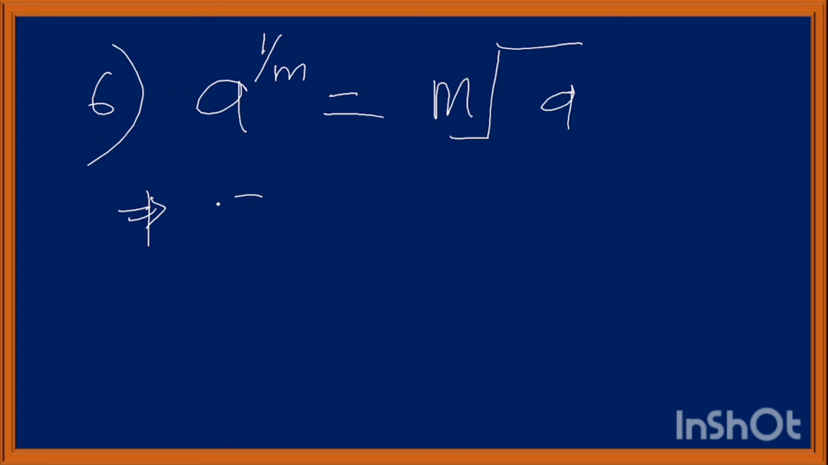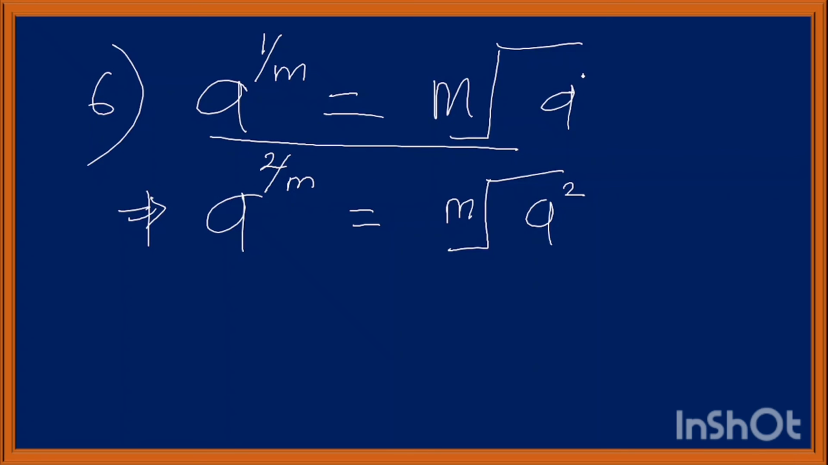This implies that if I say a to the power 2 divided by m, this is the same thing as saying the m-th root of a raised to the power 2. For this one, this is the m-th root of a to the power 1, and a to the power 1 is still a. So this is the power. The numerator of the exponent that is a quotient is the power. We take it as the power. So this leads us to saying that a raised to the power n divided by m is equal to what? The m-th root of a to the power n.